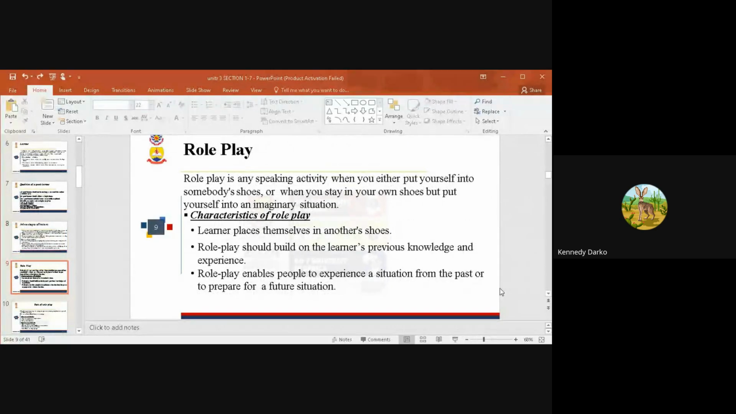Now we are coming to role play. What is role play? It is any speaking activity where you either put yourself into someone's shoes, or you stay in your own shoes but put yourself into an imaginary situation. So that is role play.